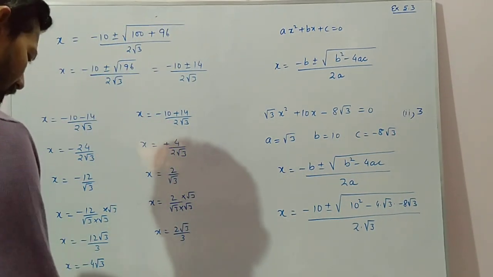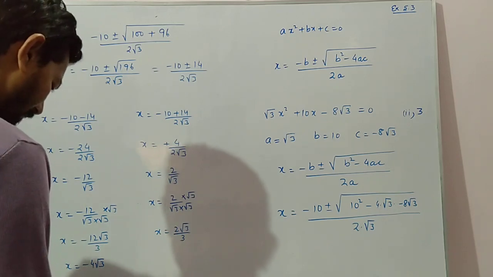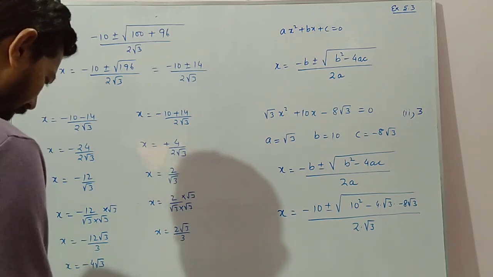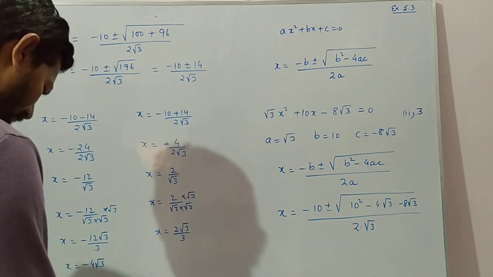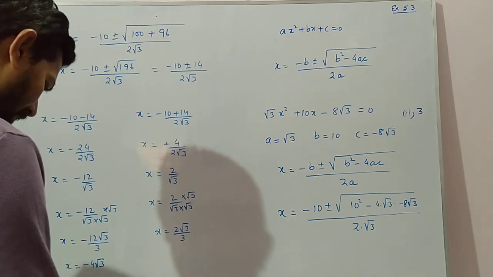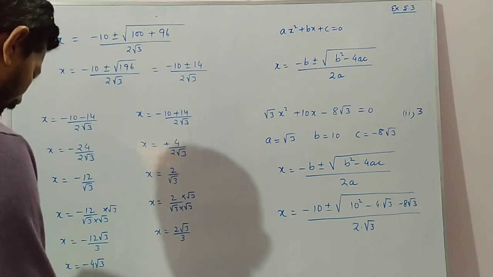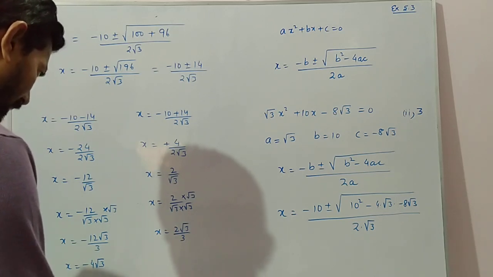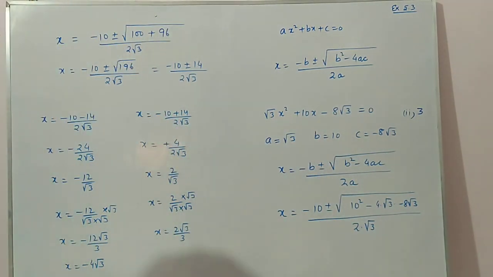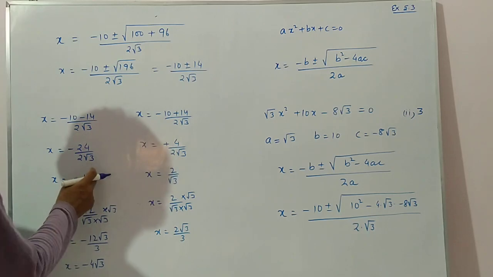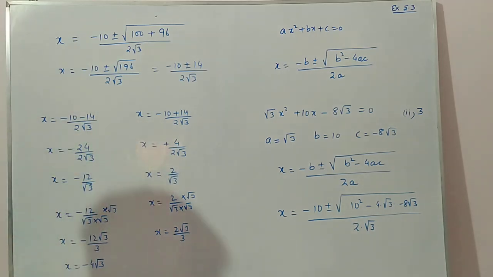Let me check the answer. Just see. Exercise 5.3, 3 number 2. Okay. So 2 root 3 by 3 and minus 4 root 3. Okay. So same thing we have done, only the change was here. That is, whenever an irrational part is there in the denominator, just rationalize it. Okay. Next.